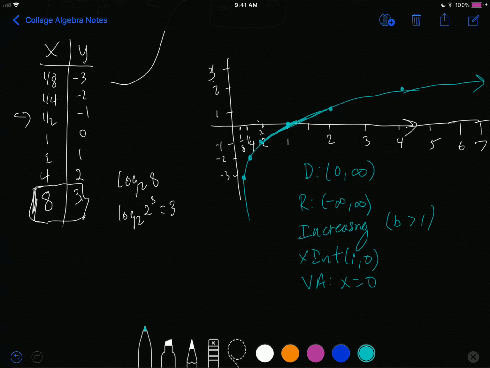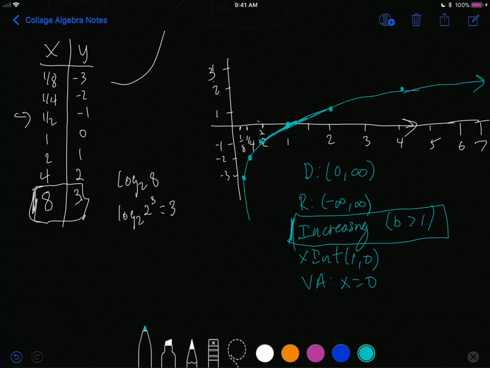So again, everything gets switched out. Domain and range switch places. Y-intercept becomes an x-intercept. Horizontal asymptote becomes vertical asymptote. Only the increasing/decreasing holds true to form.